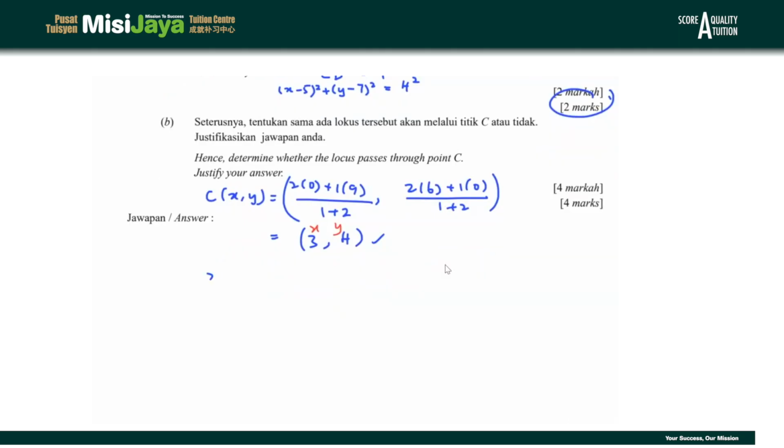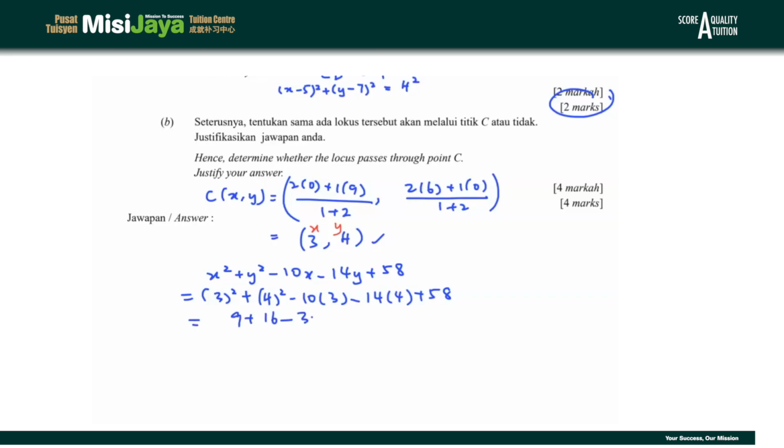So the equation of locus I write again: x squared plus y squared minus 10x minus 14y plus 58 equals to 0. So substitute the x and y inside. So x is 3 squared. Let's say we don't know that is 0. So 3 squared plus 4 squared minus 10 times 3, minus 14 times 4, and then plus 58. So this is 9, 16, 30. 14 times 4 is 56, plus 58.